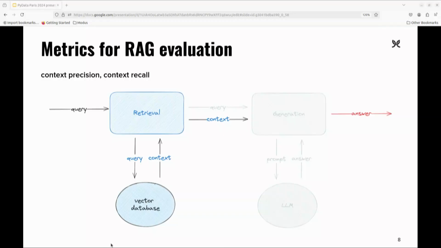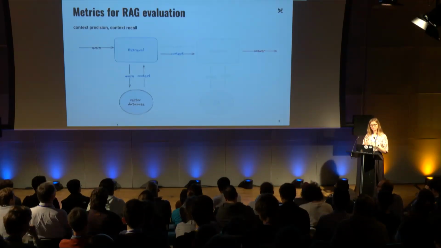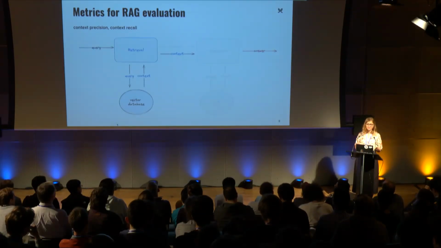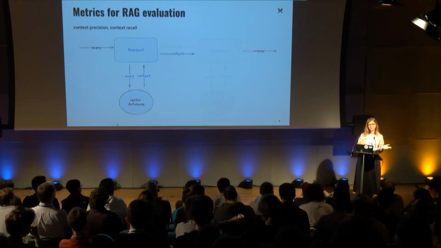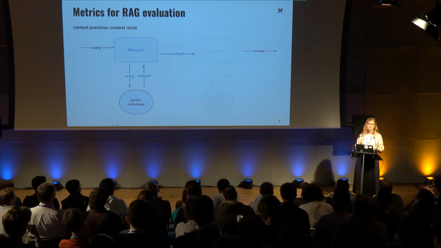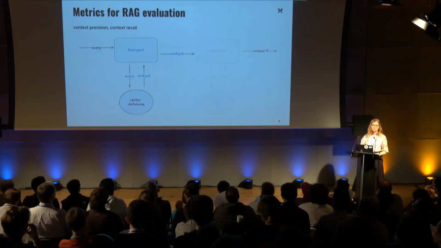So yes, there is some connection with the classical precision as well. On the other hand, context recall measures the extent to which the retrieved context aligns with the annotated answer. So the ground truth for us is the answer that you see here.